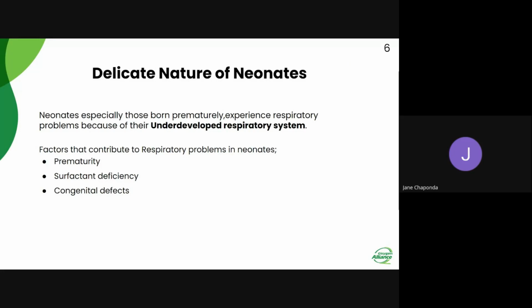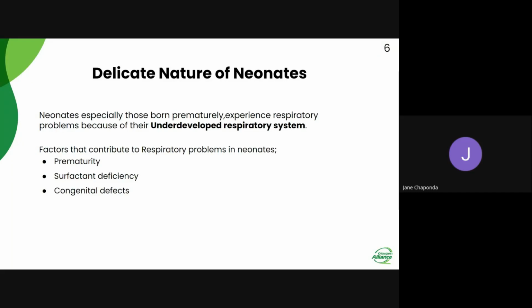So this is when a baby is born before 37 weeks of pregnancy. Premature babies have immature lungs that are not fully developed and may not produce enough surfactant. And surfactant is a substance that helps to keep the alveoli in the lungs open and prevent them from collapsing.